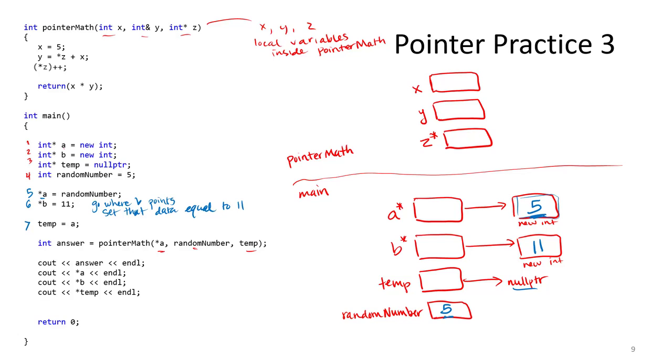Next, we run line 7. In line 7, we're going to take our temp pointer, and look what happens. Instead of pointing at null pointer, we now want to point at the same thing a is pointing at. So now temp is no longer pointing at null, temp is pointing at the same thing that our pointer a is pointing at, because the two pointers are equal.